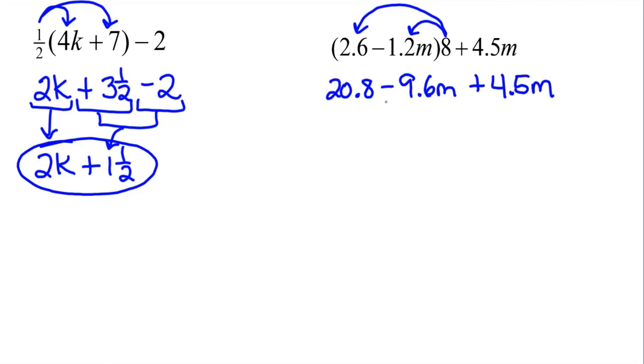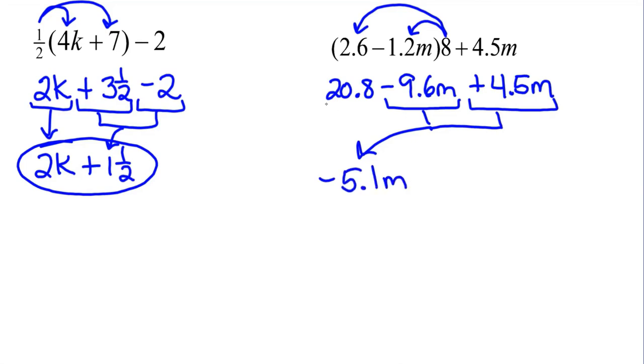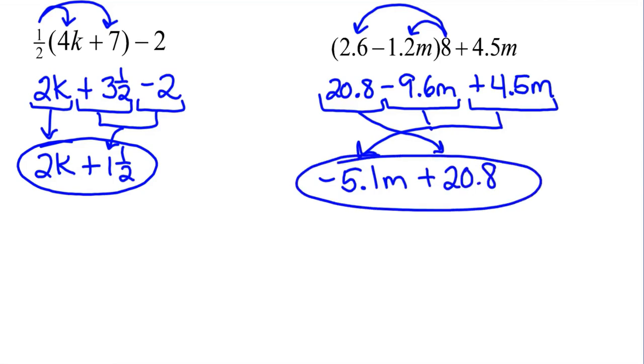And now I have like terms here with my m's. Again, I'm going to treat this like a negative 9.6m plus 4.5m, and that's going to be a negative 5.1m. And then this guy right here is just going to get recopied because there are no other constants, and it's a positive 20.8, so it's plus 20.8. And that is my simplified expression because they are not like terms.